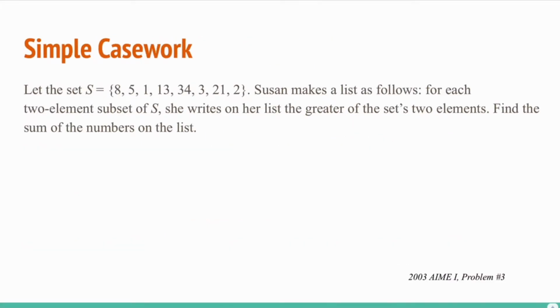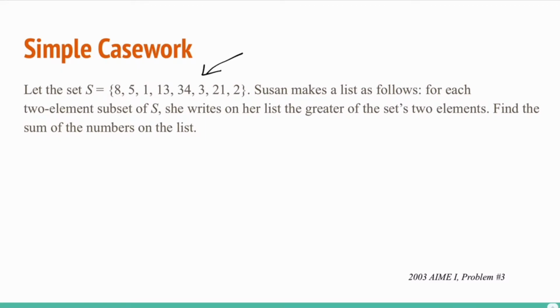Let's start with a simple casework problem. Let the set S equal {8, 5, 1, 13, 34, 3, 2, 21}. Susan makes a list as follows. For each two-element subset of S, she writes on her list the greater of the set's two elements. Find the sum of the numbers on the list. Let's start by trying to make the problem a bit easier.